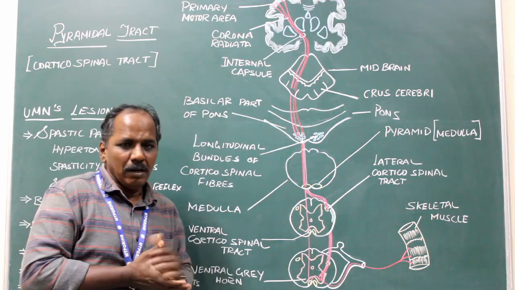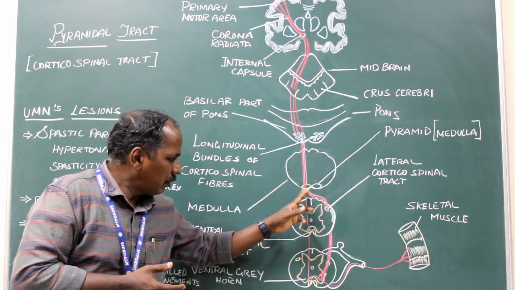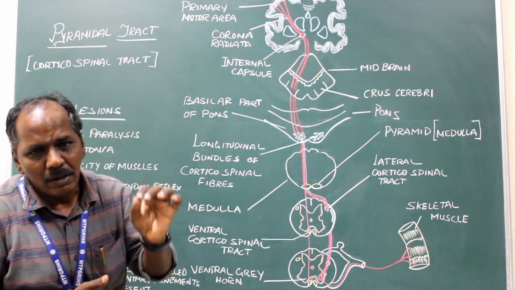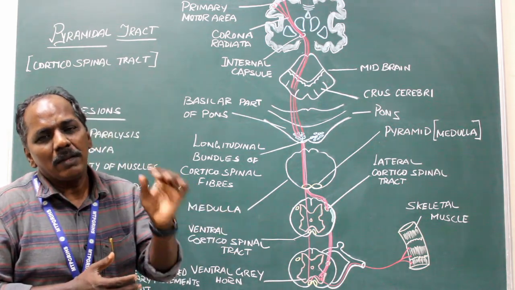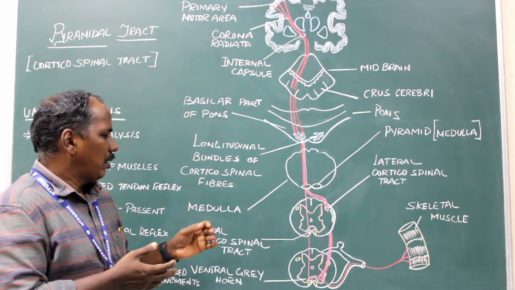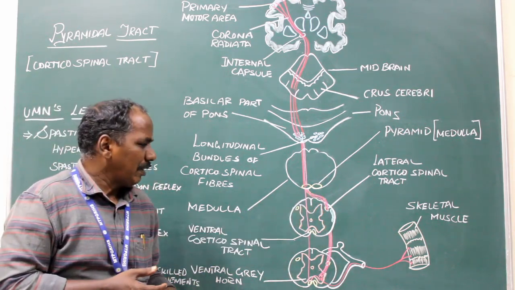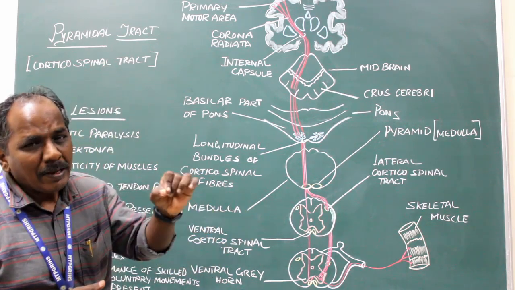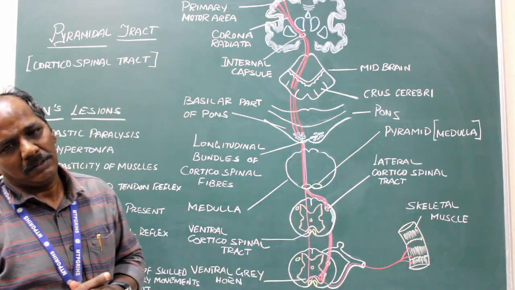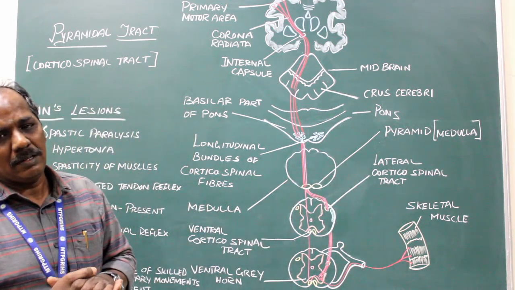In the lower part of the medulla, the majority of the fibers cross to the opposite side. So crossing over takes place in the lower part of the medulla and it is known as pyramidal decussation. The fibers which are crossed to the opposite side descend and enter into the lateral white column of the spinal cord and continue as lateral corticospinal tract.